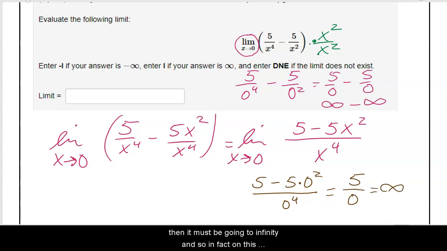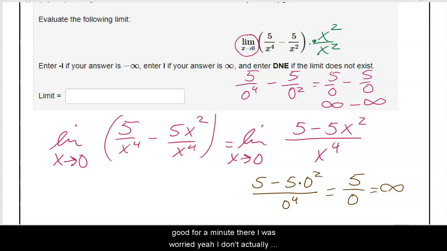be going to infinity. And so, in fact, on this one, I don't actually need L'Hopital's, or did I do that wrong? 5x to the 4th minus 5x squared. Did I do that right? Because it's giving me a different answer. Oh, my bad. I'm reading the instructions incorrectly. Okay, good. For a minute there, I was worried.